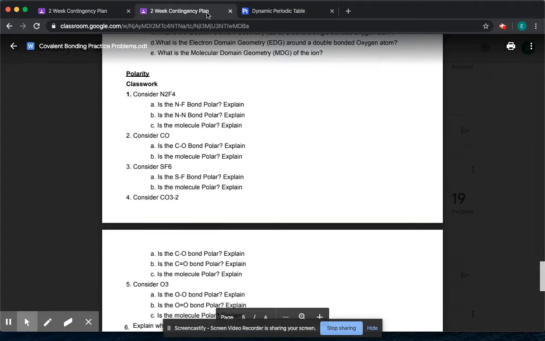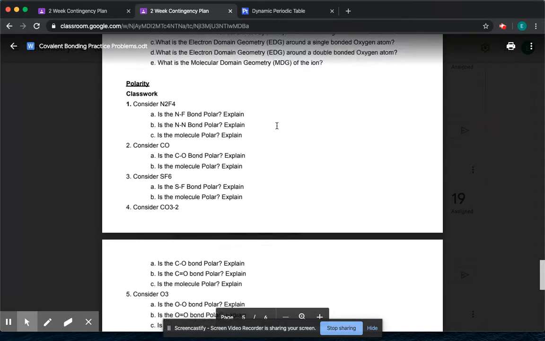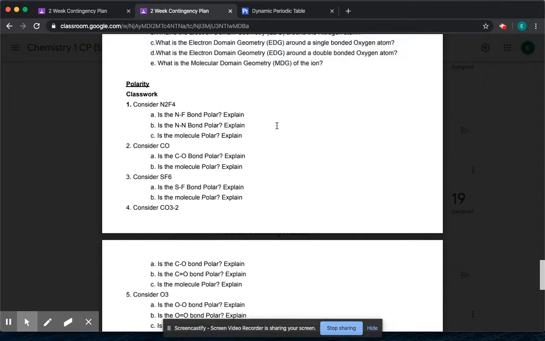Okay, now let's switch over to the worksheet. How long has this thing been so far? Okay, 27 minutes. I try to avoid making them too long, but sometimes I can't really help it.